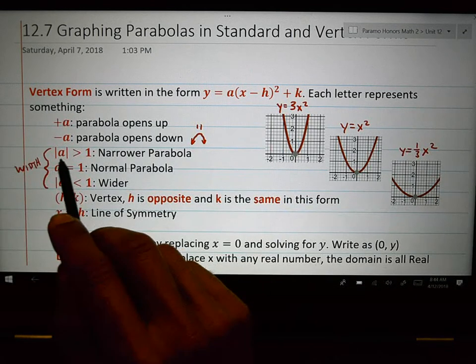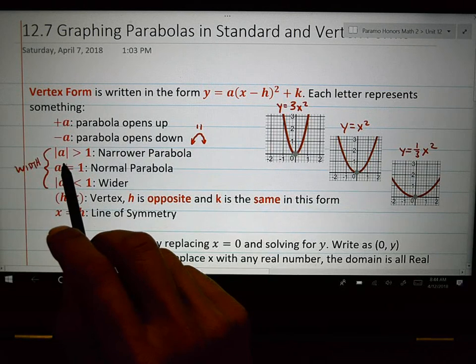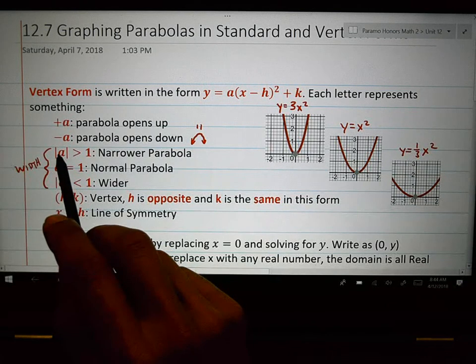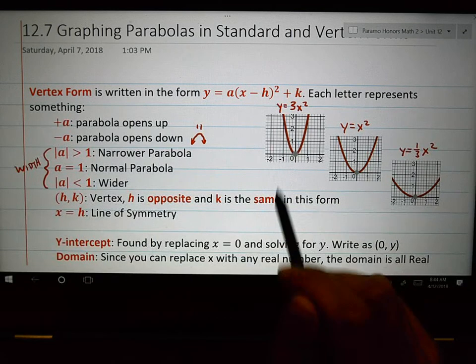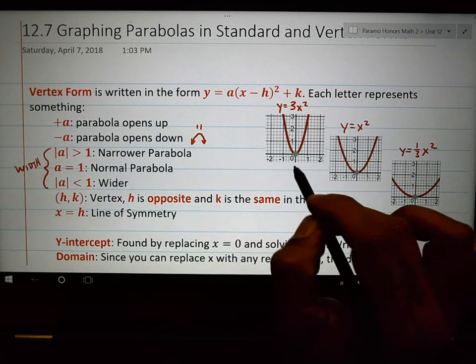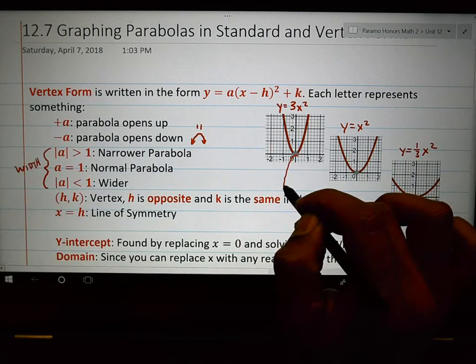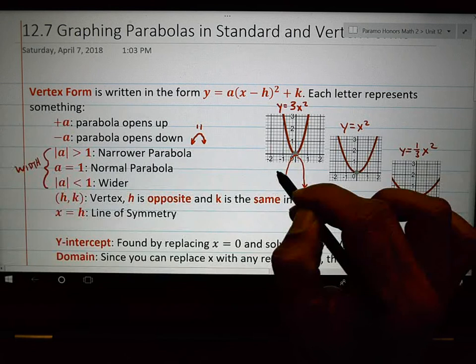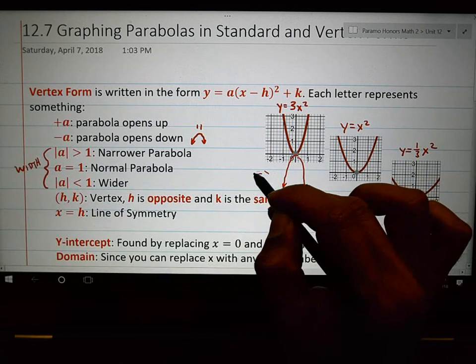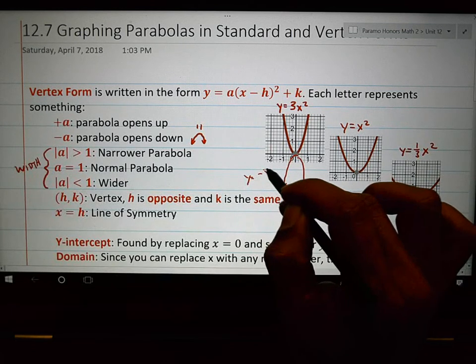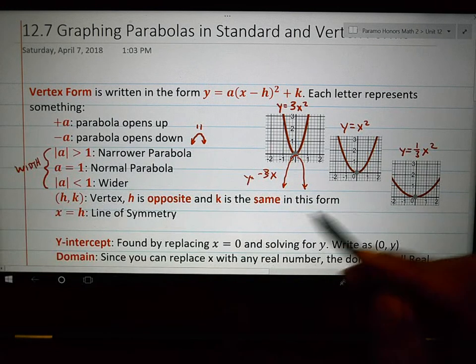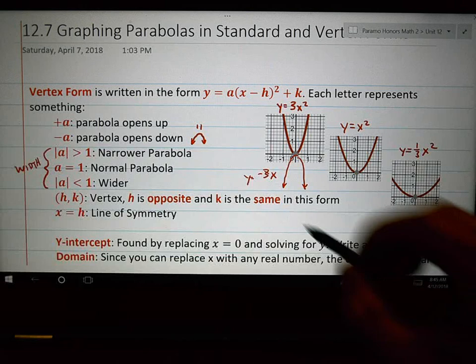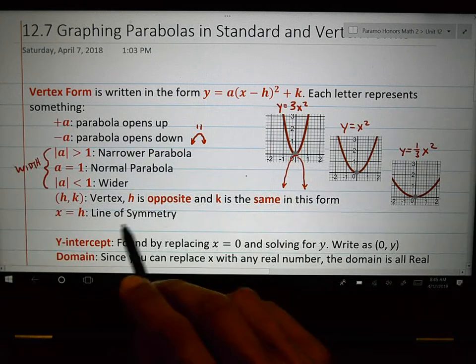I also put on here that these are absolute values, meaning if this was a negative 3, you would have the same width, only pointing downward. I'm hoping that makes sense to you. So let me just kind of, if I just copied this one, it's the same width except opening downward. That's the only difference between y equals negative 3x squared and y equals 3x squared. Okay? Lastly, on this bit right here.